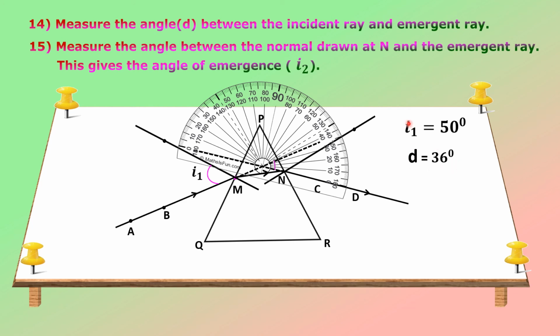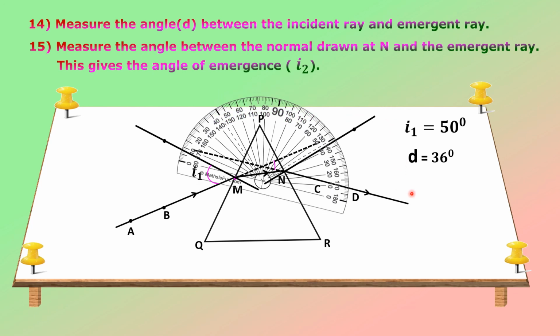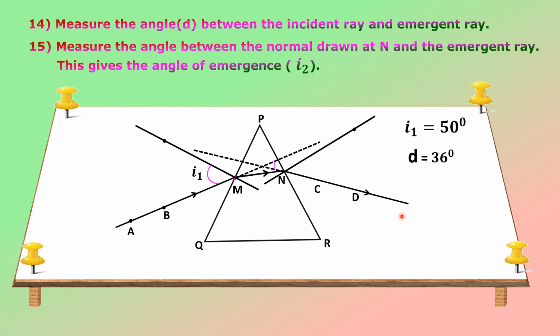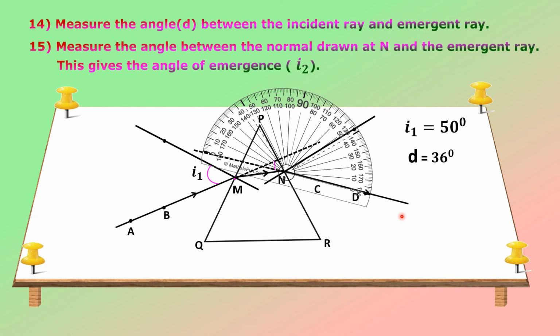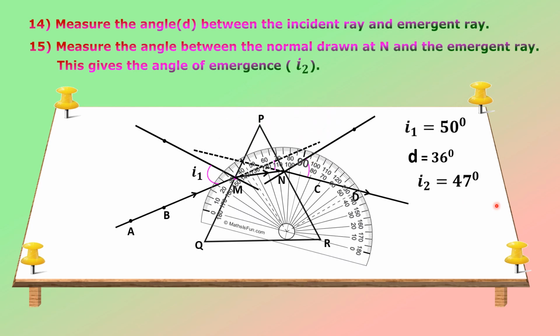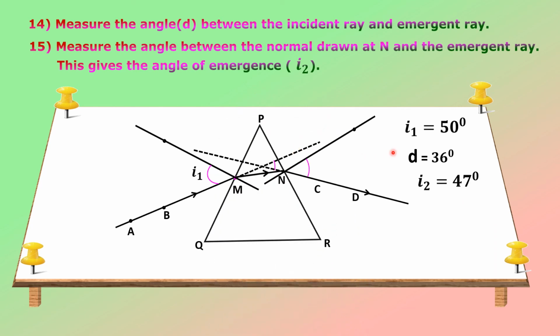That means the angle of deviation has increased now. It reached a minimum, and again it is gradually increasing. So I2, that is the angle of emergence, is equal to 47 degrees in this case. So let us check here.